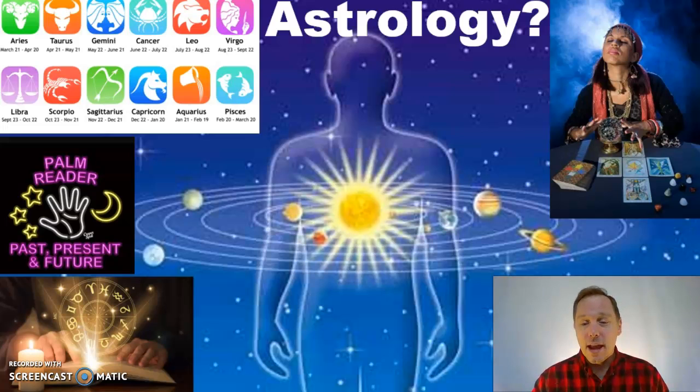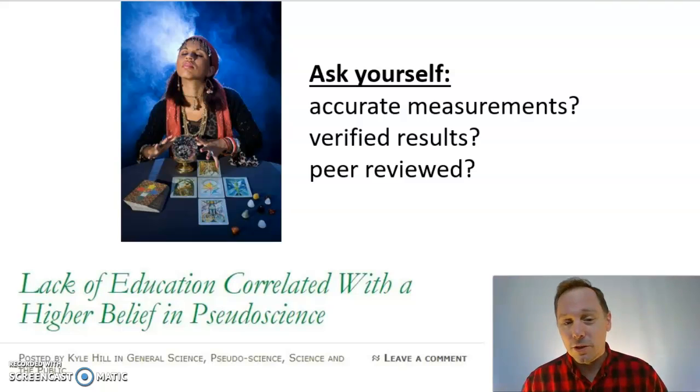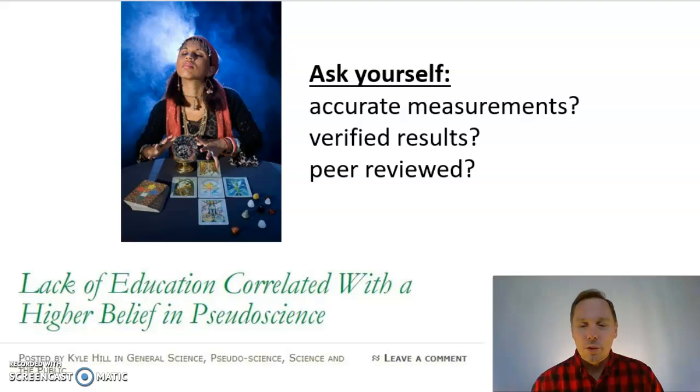Astrology. Can the stars and the planets affect your life? Will you find riches? Will you find love? Let's take a look at the palm of your hand. Let's flip over some cards and determine if the stars are aligned for you. Well, you got to ask yourself, all right, does this have accurate measurements with verifiable results and peer reviewed in a scientific journal? The answer is, of course not. This is pseudoscience.